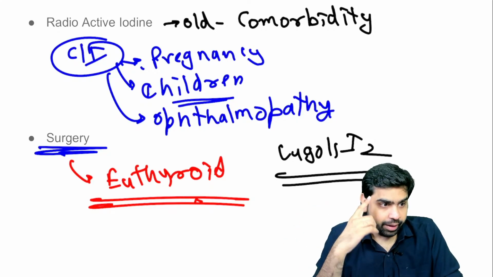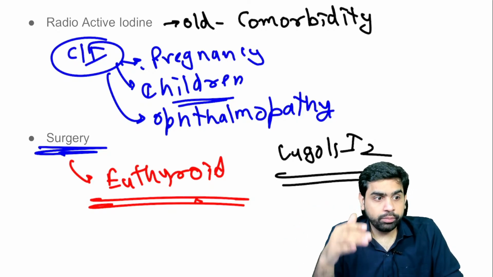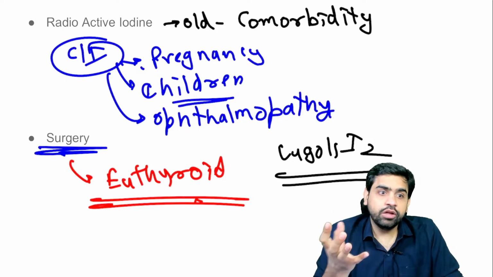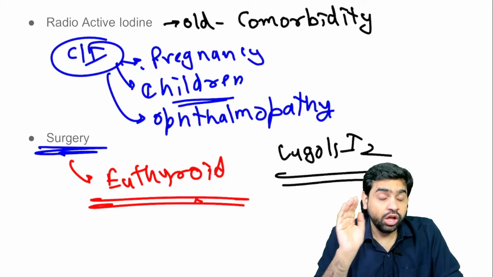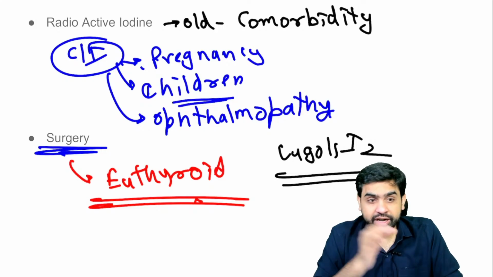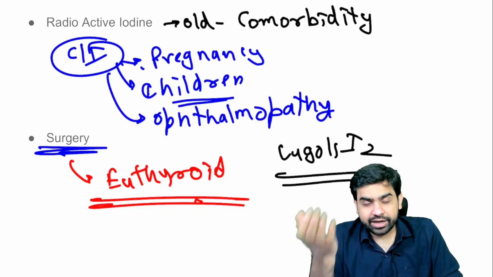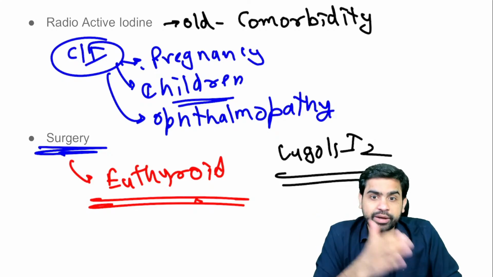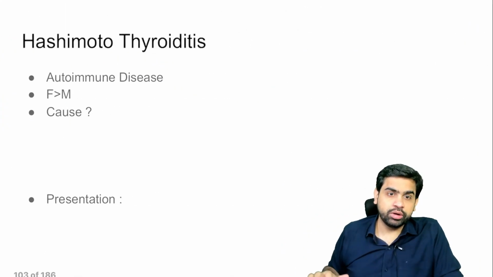And yes, absolutely right. Lugol's iodine also reduces the vascularity of the thyroid gland, so it becomes easier for you to operate on these particular patients. So the Lugol's iodine is started 8 to 10 days before the surgery, and the anti-thyroid medications are started 4 to 6 weeks prior in order to make these particular patients euthyroid. Okay, so I hope you have understood this particular point.